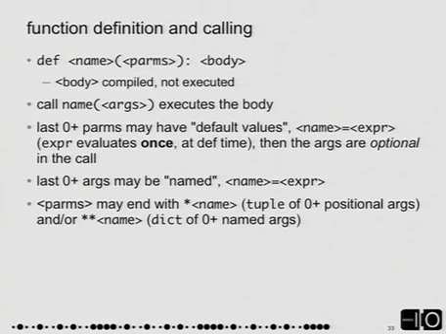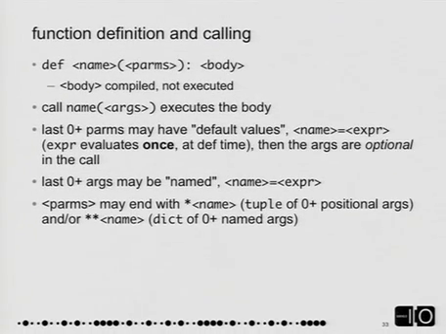The body gets compiled at the time you execute def. It gets compiled and connected to the function object that is created. The function object is also assigned to the name that you're giving. It's not executed at this time.